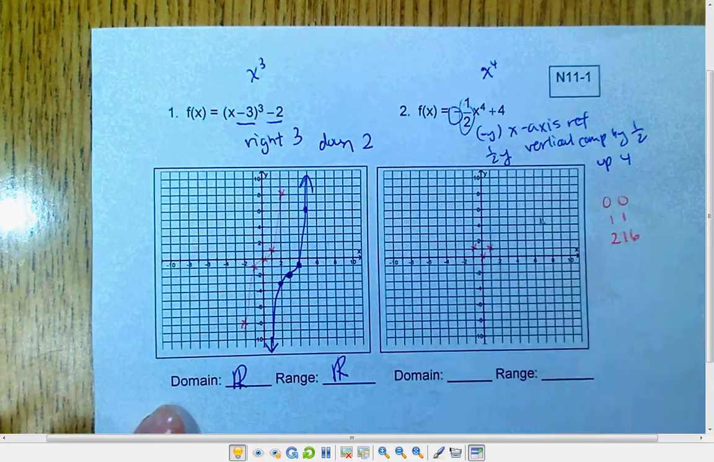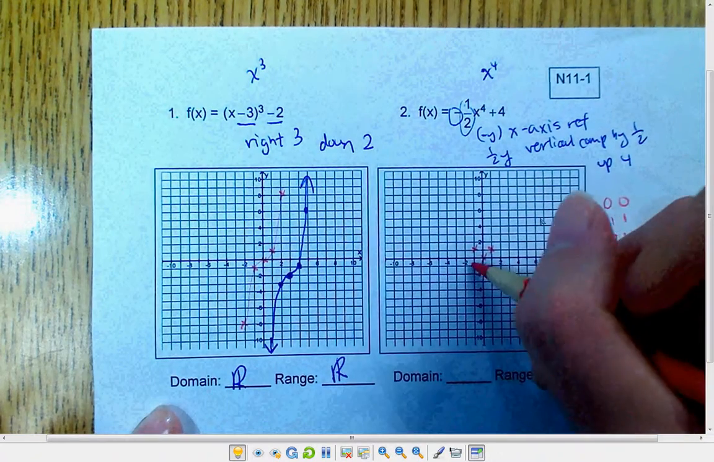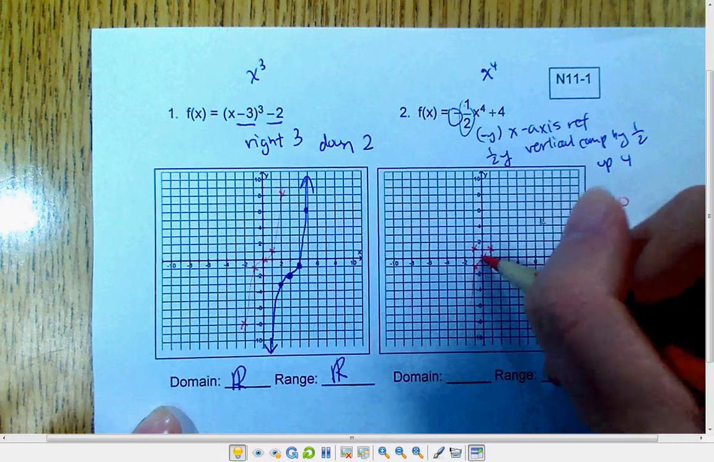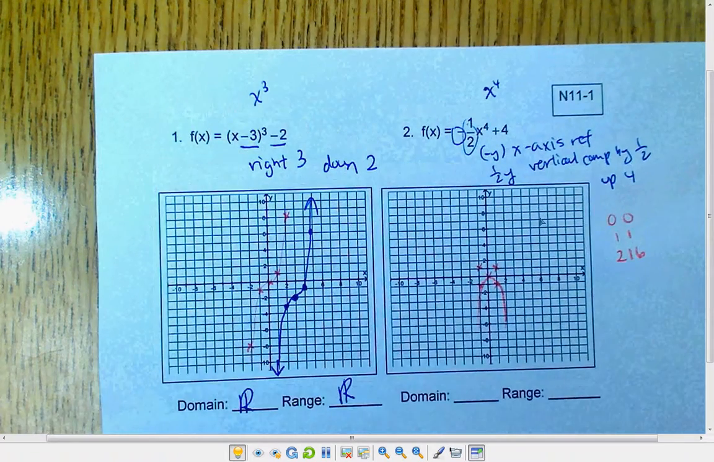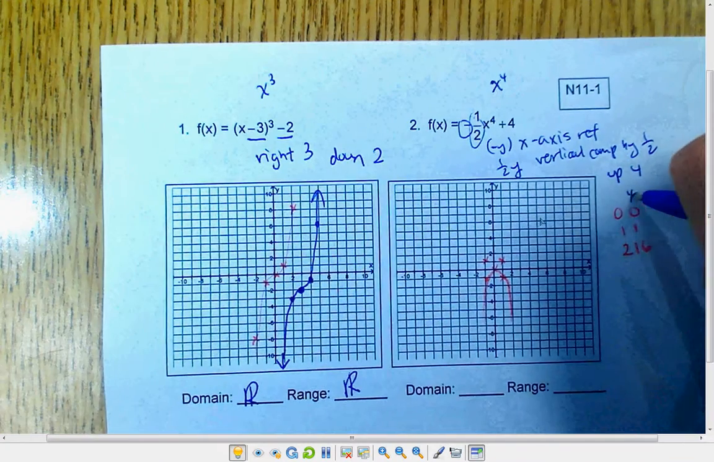Okay, so the first thing we're going to do is flip this across the x-axis, so now it's going to be opening down instead of up. I want to multiply all my y's by 1/2.